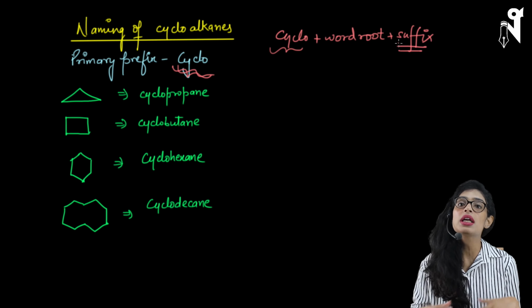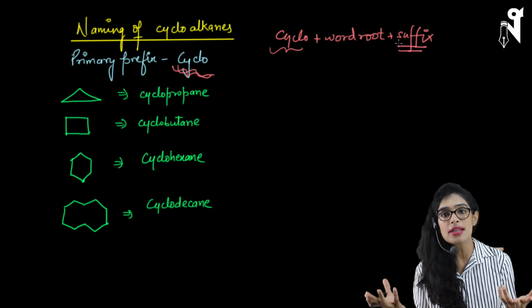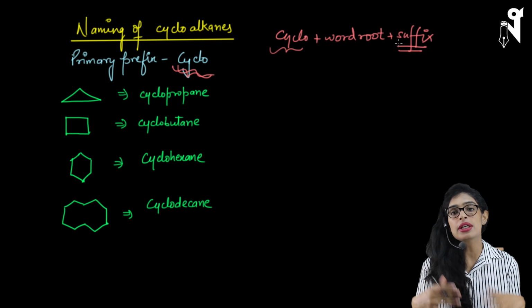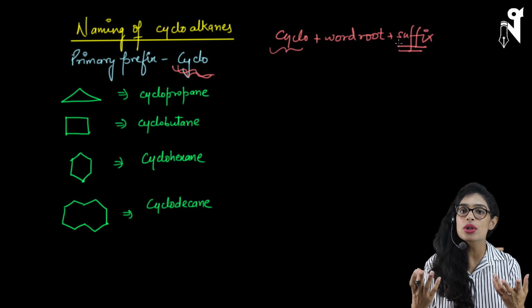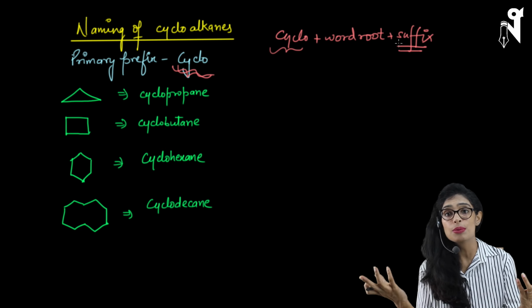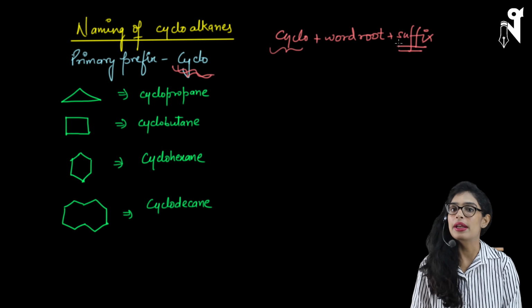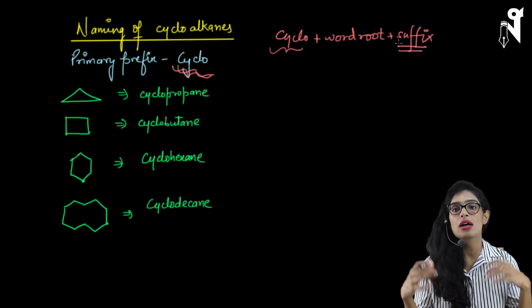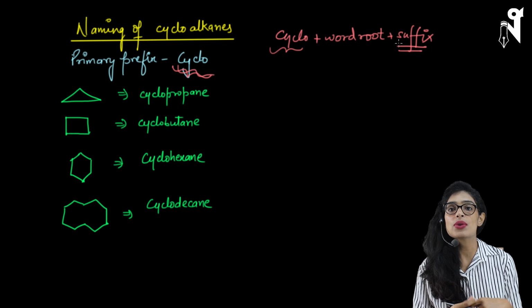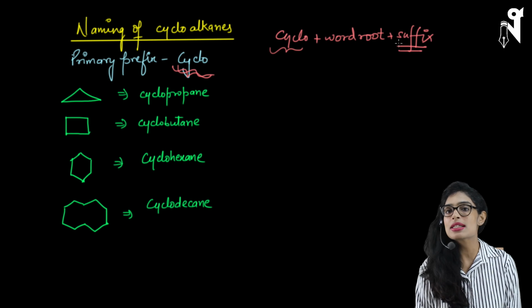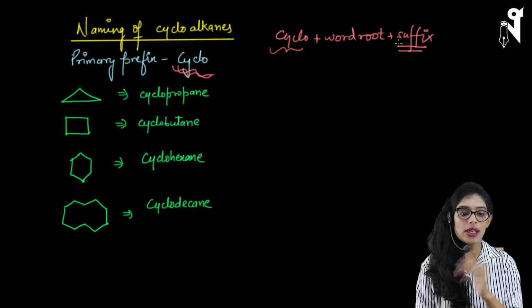A cyclic chain can be a saturated chain and can also be an unsaturated chain. If it is saturated, then it will be ane. If it is unsaturated, depending upon whether it has a double bond or triple bond, we will have ene and yne. So the basic rules of naming remain the same. The only thing is we have to use cyclo as a term to represent that this is not an open chain but a cyclic chain. So let's quickly check.